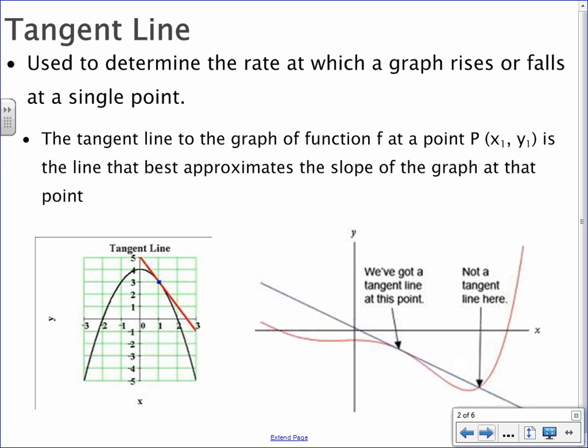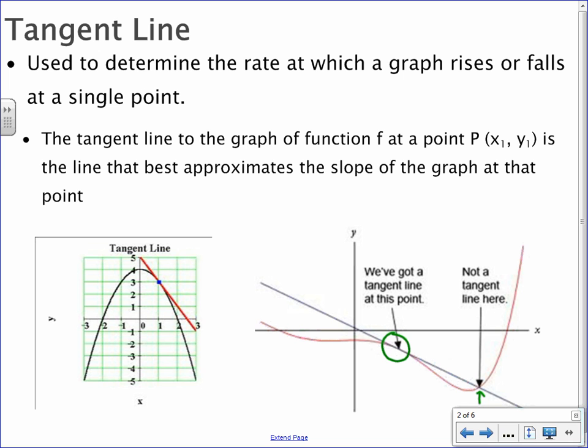So first of all, make sure you understand what a tangent line looks like. It touches our graph once. Like this right here. Not this. It doesn't go through it. It just touches it. And I want you to imagine that it's approximating the slope at that point. That'll help you when you're visualizing it.